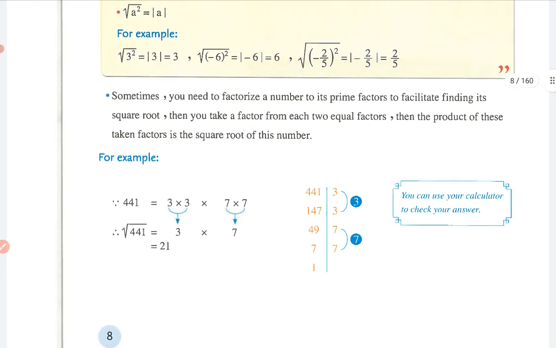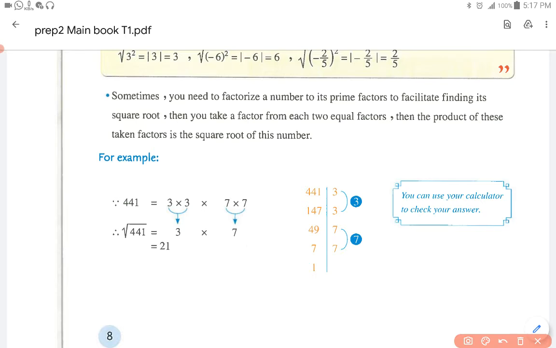A number like 441, I factorize it. Remember factorization? I divide by the prime numbers. 441 divided by 3 it will be 147, then 147 divided by 3 also it will be 49, and 49 divided by 7 it will be 7, and 7 divided by 7 it will be 1.